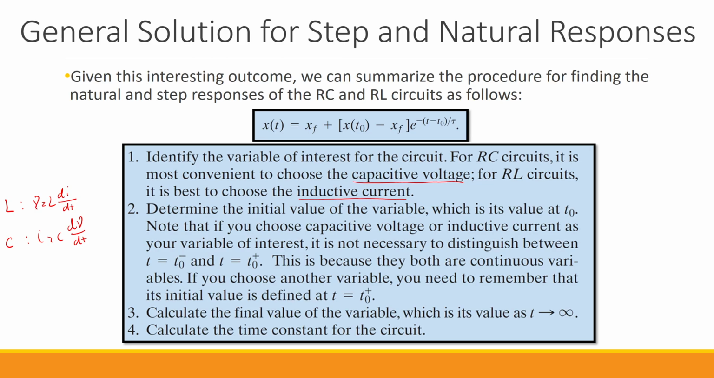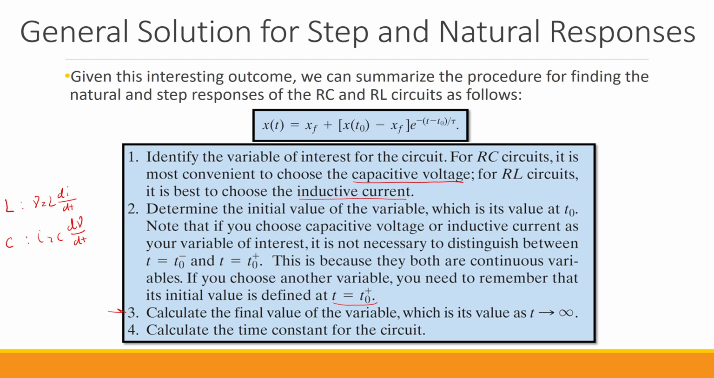You cannot say the same thing for the voltage of the inductor or the current of the capacitor. For the inductor, the current cannot change suddenly, but the voltage can. For the capacitor, the voltage cannot change suddenly, but the current can. So that's why if you choose another variable, you need to remember that its initial value is defined at time t0 plus. The value at time t0 minus is not the same as at t0 plus if you choose the voltage of the inductor or the current of the capacitor as your variable x(t).